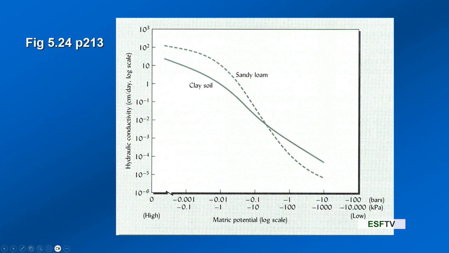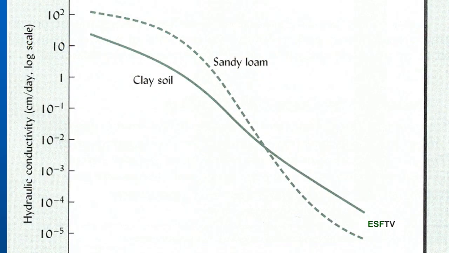At some point, the rates switch. The clay hydraulic conductivity becomes greater and the sandy loam lower. So this is a switch. It starts out at this position, with a higher rate of hydraulic conductivity for a coarse textured soil. We get to this position here and we have a higher rate of conductivity for a clay soil.